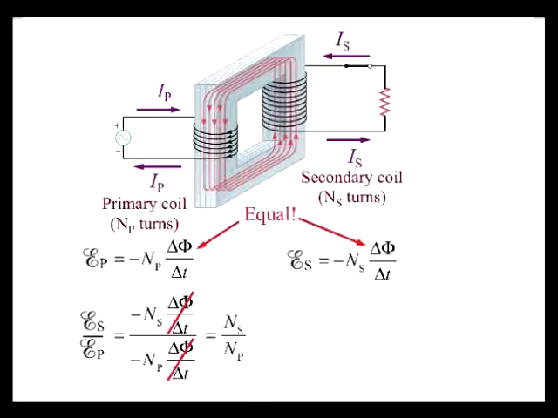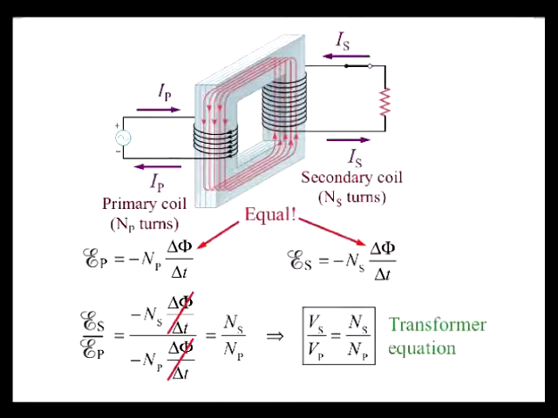In a high-quality transformer, the resistances of the coils are negligible, so the magnitudes of the EMFs, ES and EP, are nearly equal to the terminal voltages Vs and Vp across the coils. We can therefore write this equation in terms of the terminal voltages as Vs divided by Vp equals Ns divided by Np. This is called the transformer equation, which states that the ratio of the output voltage at the secondary to the input voltage at the primary is equal to the ratio of the number of windings on the secondary to that on the primary.